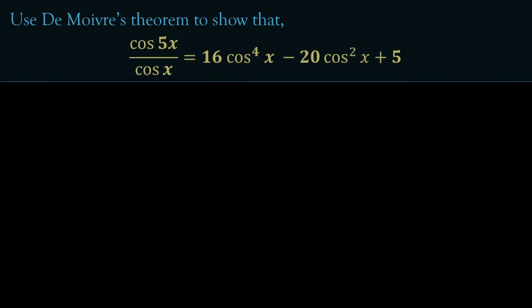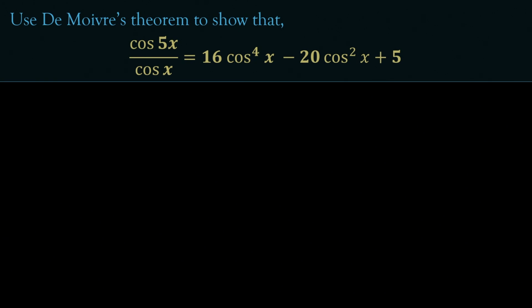Here is a question about complex numbers, really. It says, use de Moivre's theorem to show that cosine of 5x divided by cosine of x is equivalent to 16 cos⁴x minus 20 cos²x plus 5. Now, I'm not going to take this question all the way to the end, but I will bring you very, very close to the end so that you just simplify the last part to arrive at what we would refer to as an identity.